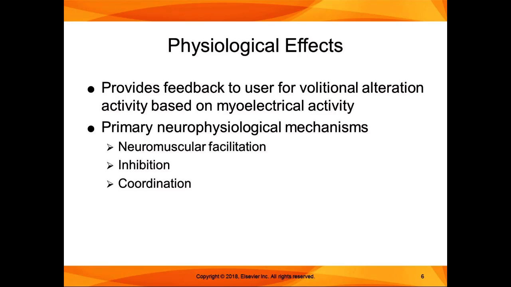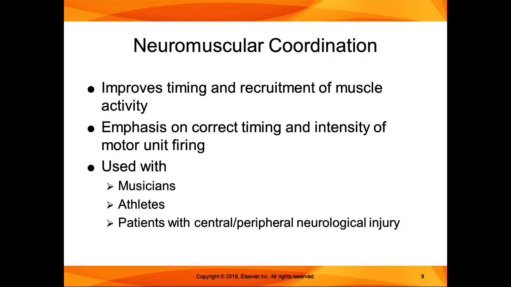So the physiological effects of biofeedback are that it provides the feedback to the user for volitional alteration of activity based on myoelectrical activity or some other physical activity. Its primary neurophysiological mechanisms are neuromuscular facilitation, inhibition, or coordination. And that is all we're going to say about that. There are a couple slides on those specifically, but you do not need to know that depth of information.